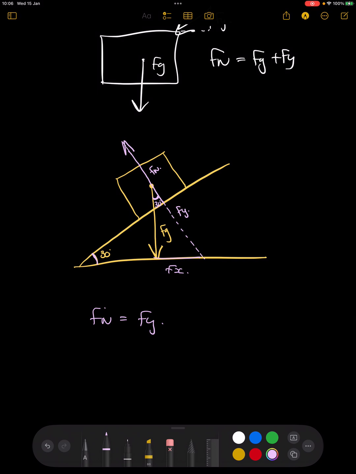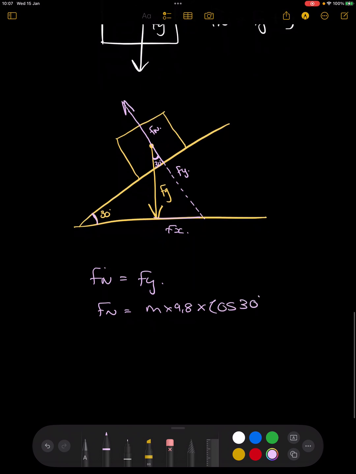And that is going to be equal to my mass times 9.8, so basically my gravitational force, times, and then over here, this is a cos, because it's an adjacent and a hypotenuse, times cos 30. And that is going to give me my normal force.